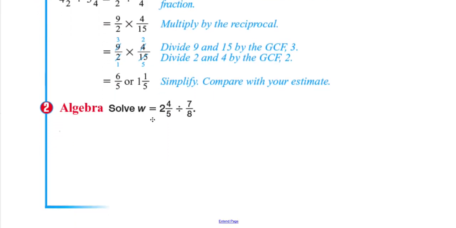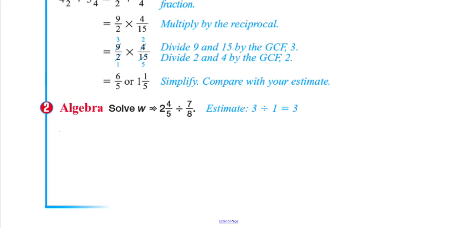Now, in algebra, solve w equals 2 and 4/5 divided by 7/8. The only reason why it's considered to be algebra is because of the variable w. Remember, algebra is a math of symbols. Let's first estimate our answer to be 3 divided by 1 equals 3, because 2 and 4/5 is close to 3 and 7/8 is close to 1. So our answer should be close to 3.